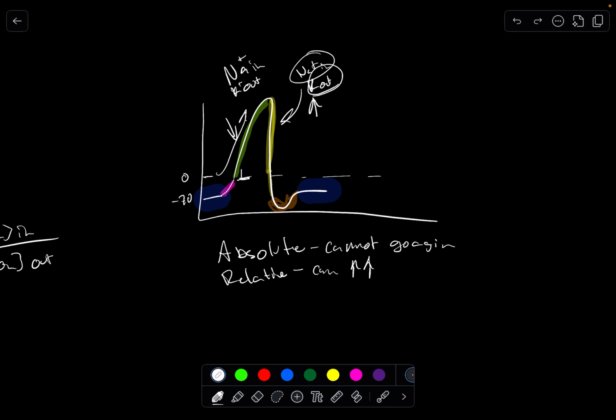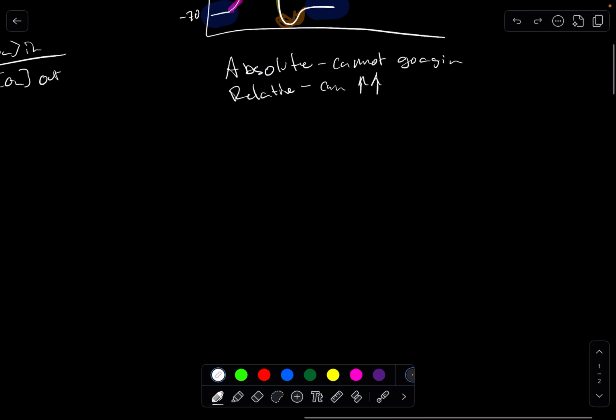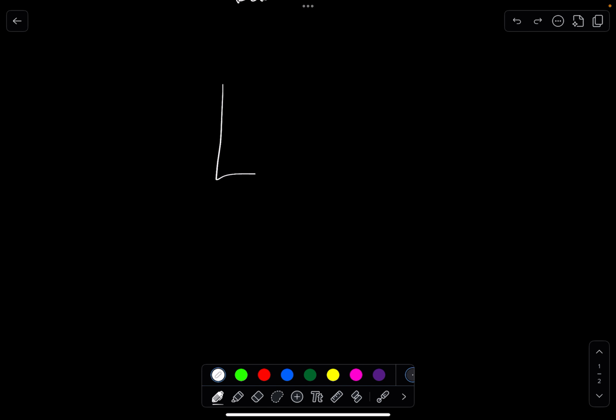Okay, graded potentials and action potentials. What's different? What's the same? Graded potentials and action potentials, as far as I understand, only differ in whether or not they make it to threshold. So I'm going to draw my graded potentials in green, and I'll draw my action potentials in red. Okay, so we've got resting membrane potential right there, RMP.